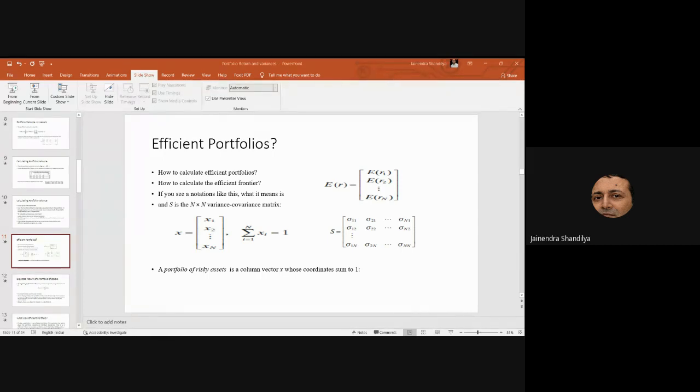Okay. So what happens is this, as you know, this is because you have the matrix of return, then the matrix of the portfolio X, and then the covariance. So this much you know.